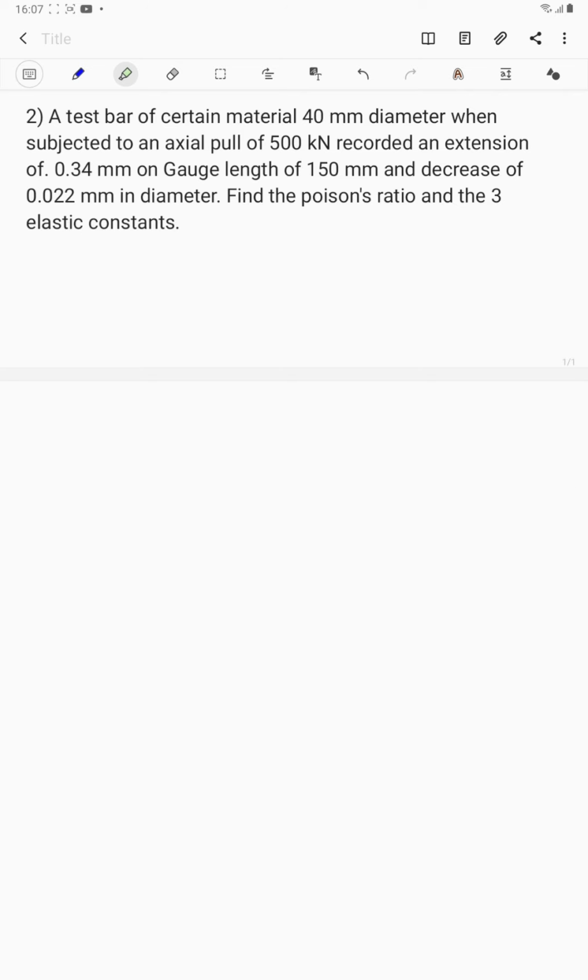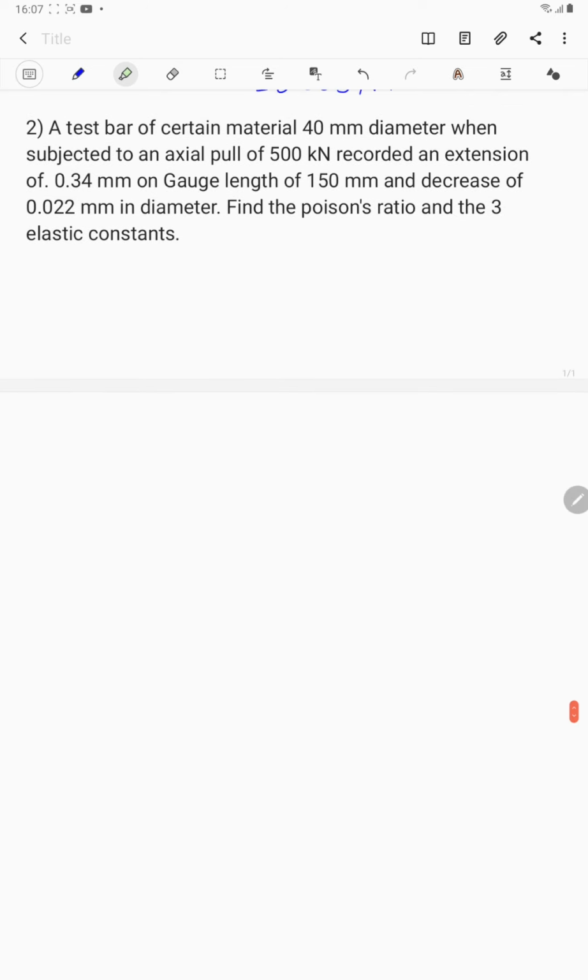Look at the problem. A test bar of certain material 40 mm in diameter when subjected to an axial pull 500 kilonewtons recorded an extension. Recorded extension is change in length and gauge length is given 150 mm. Decrease in diameter, change in diameter 0.022 mm. Find the Poisson's ratio and three elastic constants like Young's modulus, shear modulus and bulk modulus.